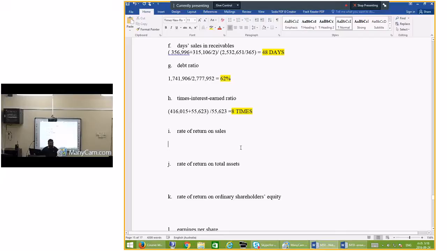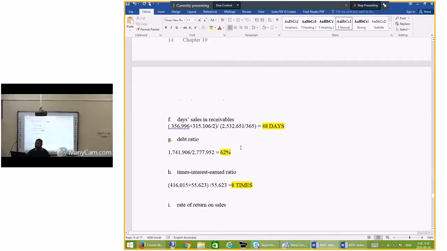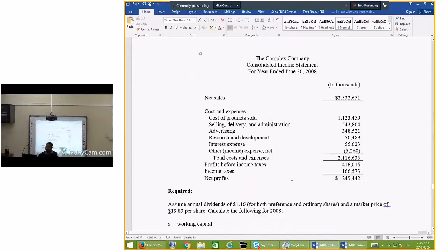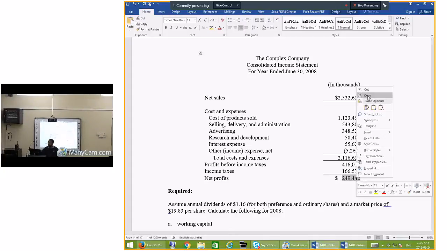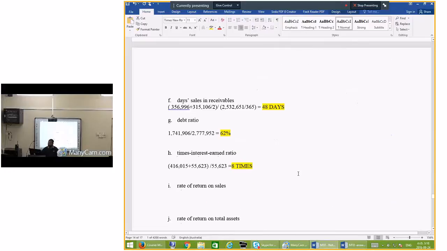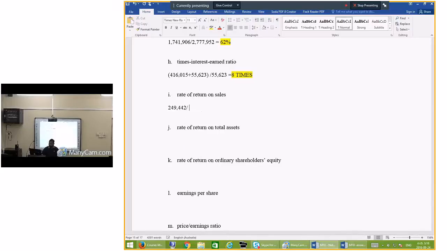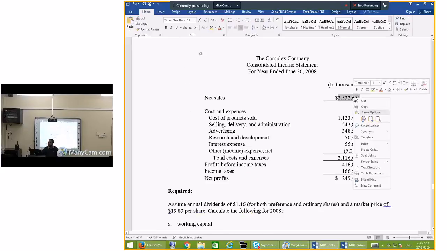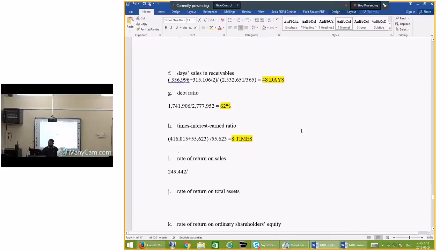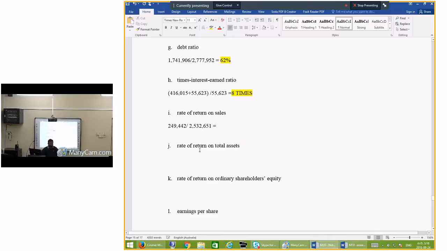Rate of return on sales. Net profit divided by sales. Net profit after all taxes is called the net profit, divided by sales. Or you can put it as a percentage, approximately 9.